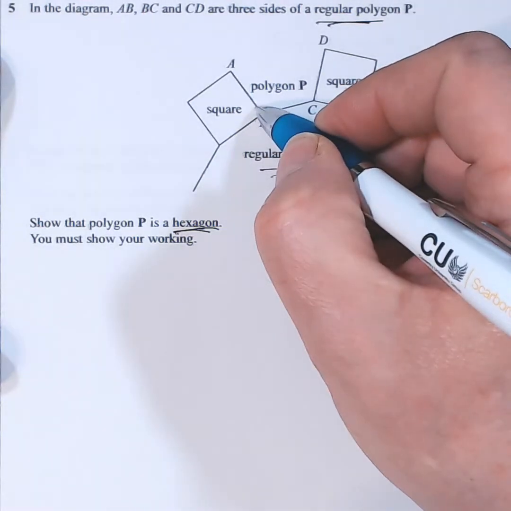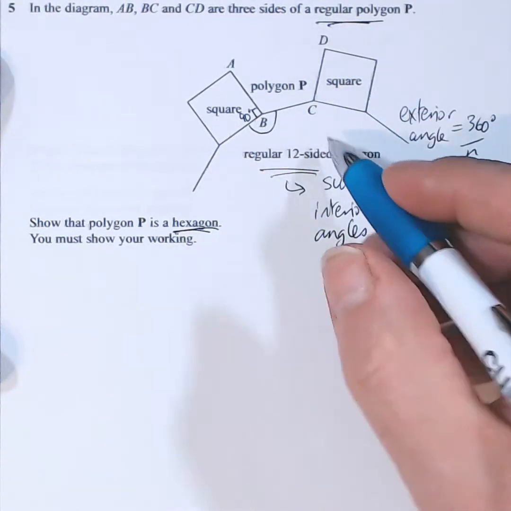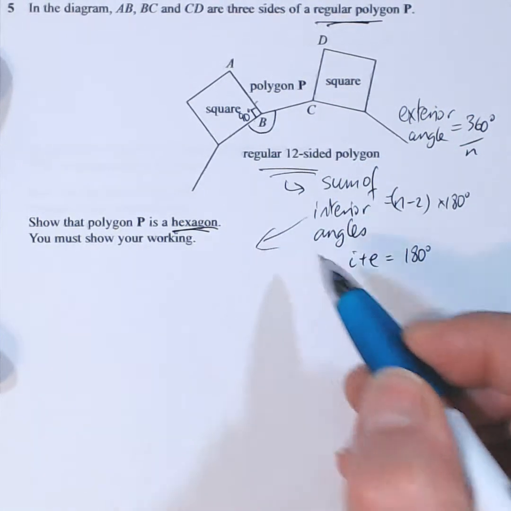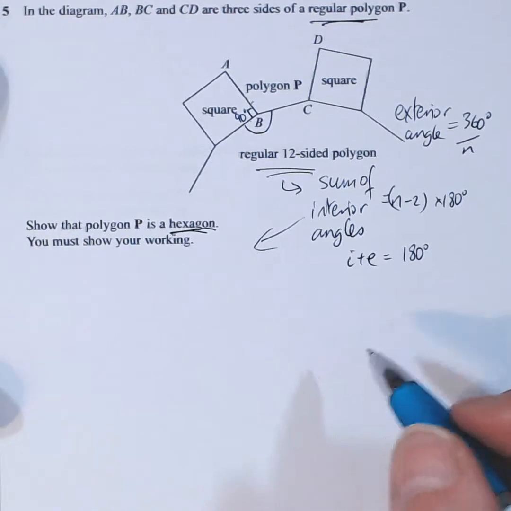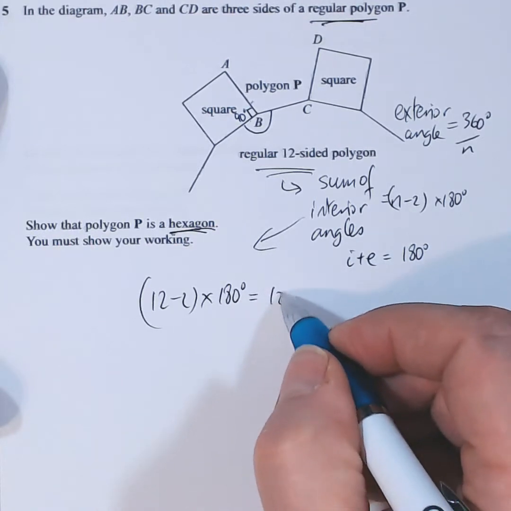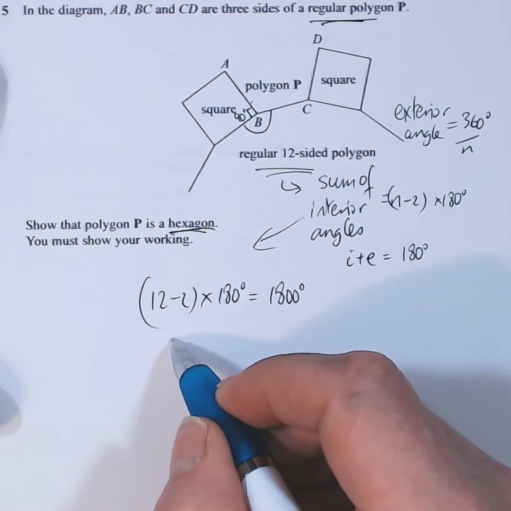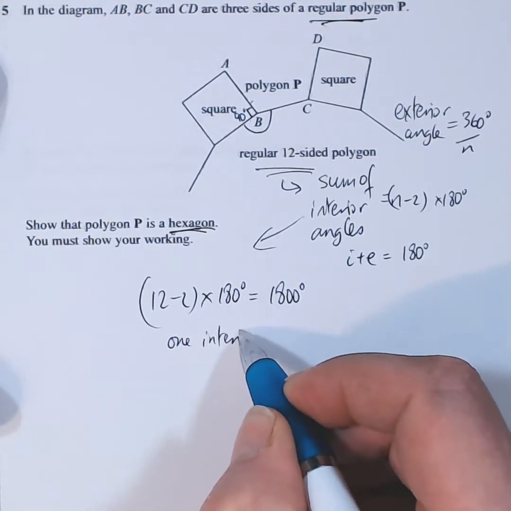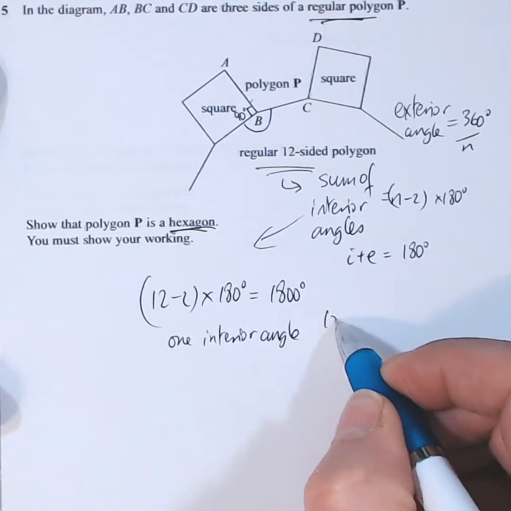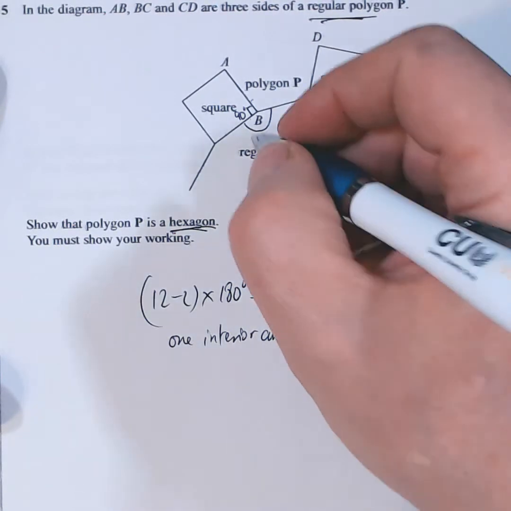Now we know a square has 90 degrees there, so it would be nice to know what this angle is, and then we can work out what this angle is. So this is the interior angle, so it looks like we're going to use this formula here. And we're going to be doing 12 take away 2 times 180 degrees, 1800 degrees, and that's for all of them. So to get one of the interior angles, well, it's telling us it's a 12-sided shape, so one interior angle must be 1800 divided by 12, so 150 degrees. So we know then that this is 150 degrees.